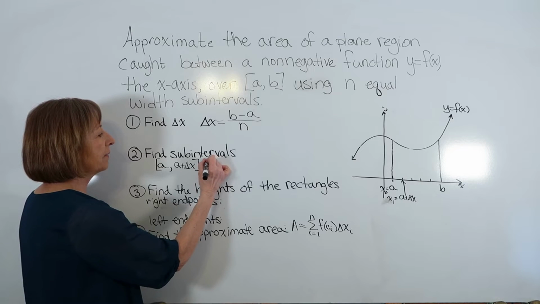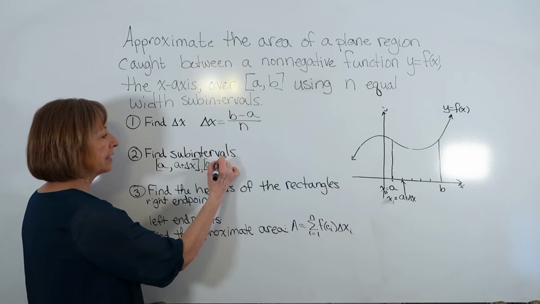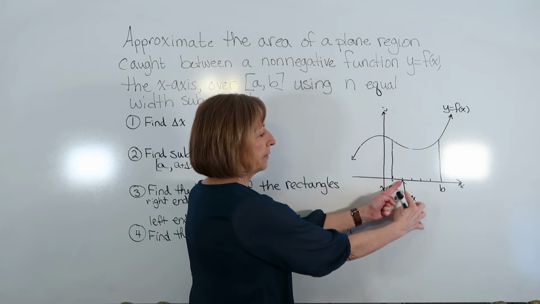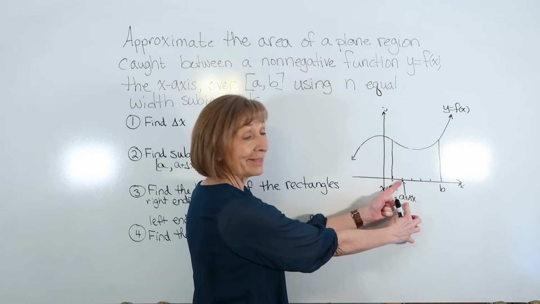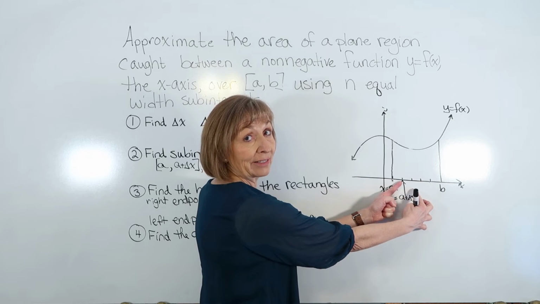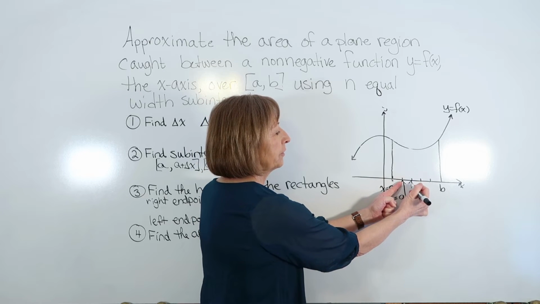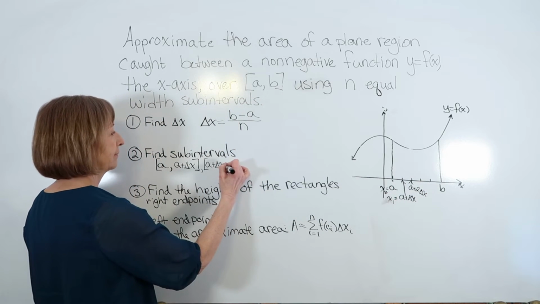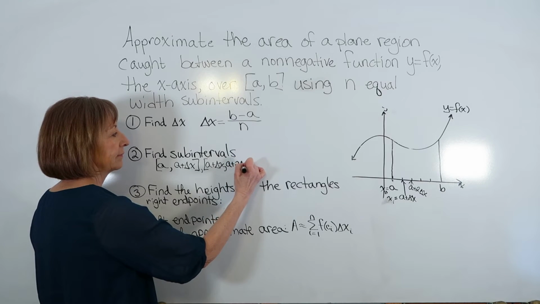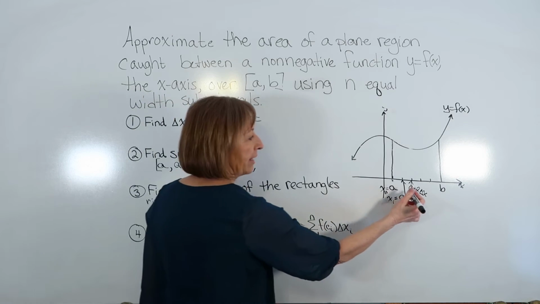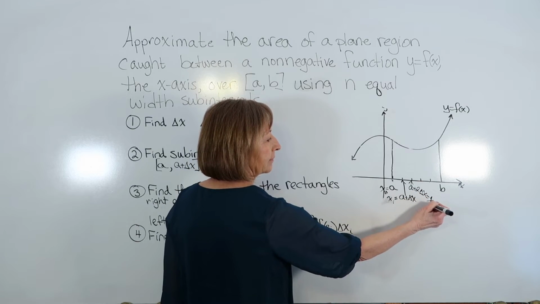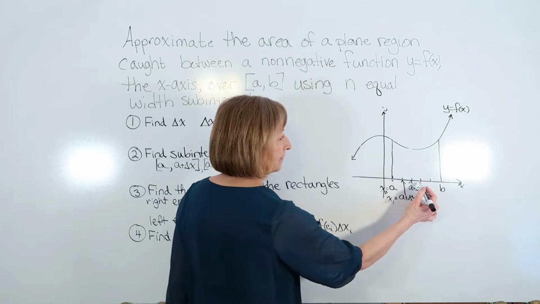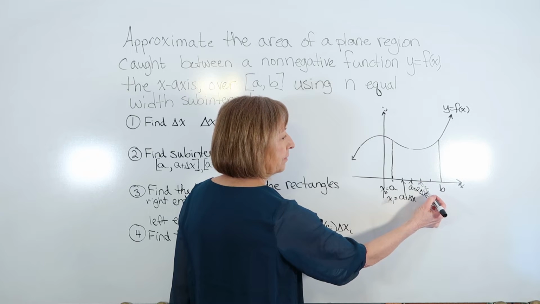Now when I pick up, I'm going to have A plus delta x. So from A to A plus delta x is this first subinterval. Now I'm going to pick up the start of the next subinterval as A plus delta x, and then add another delta x to that. So the next one over is A plus 2 delta x, and that's called my x sub 2. Then the next one over is A plus 3 delta x, and that will be our x sub 3.